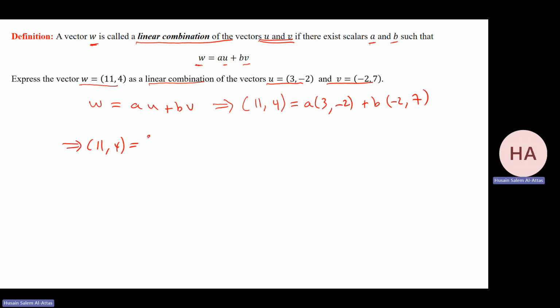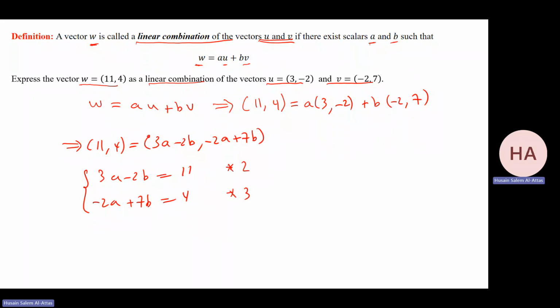Equals what? Let me write it this way: 3A minus 2B, minus 2A plus 7B. So I have 2 equations: 3A minus 2B equals 11, minus 2A plus 7B equals 4. So I have 2 equations, 2 unknowns. You can solve it the way you like. I'm just looking for A and B. Like what we did before, I can multiply this by 2, multiply this by 3, so I get rid of A, so that I can solve it.